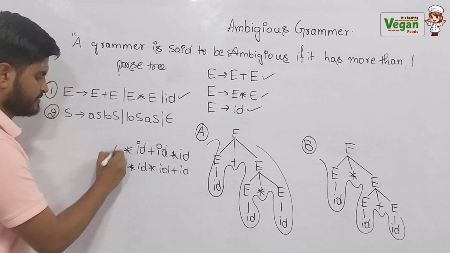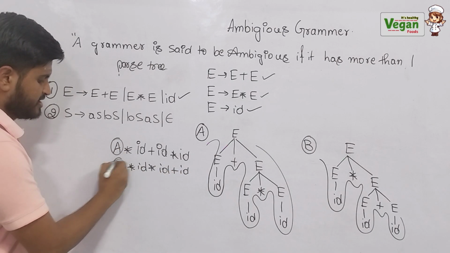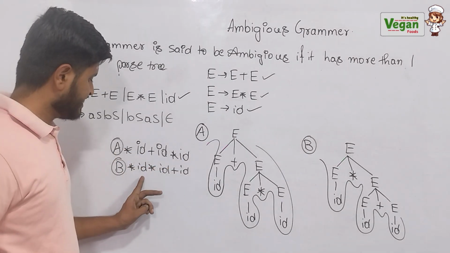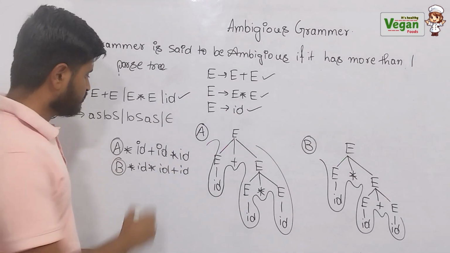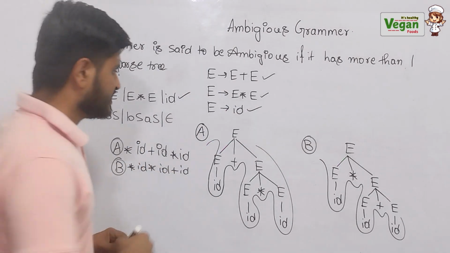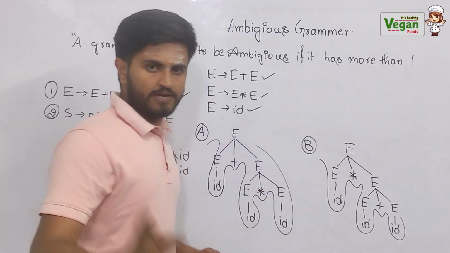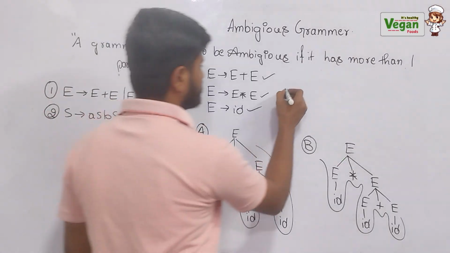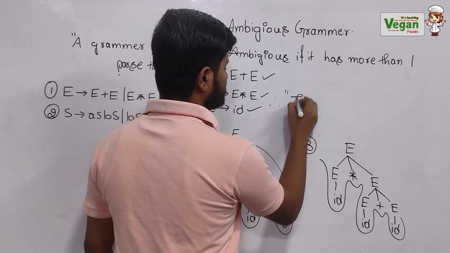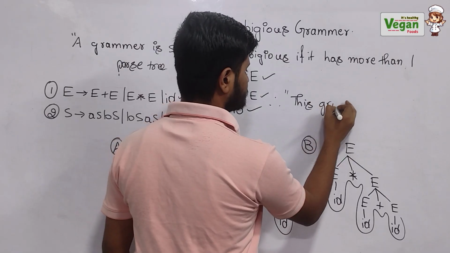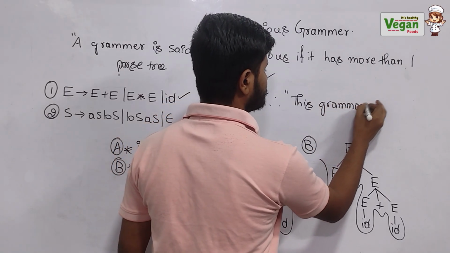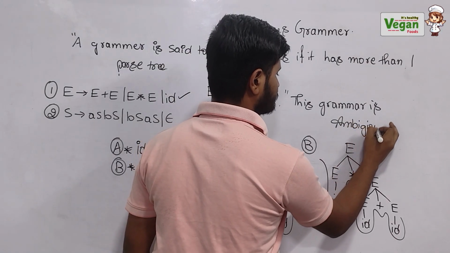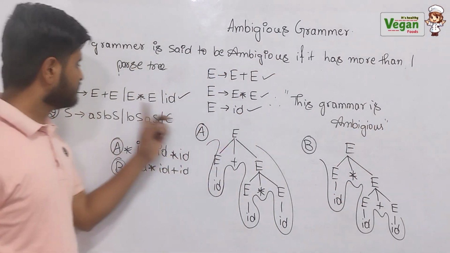If you see the strings of A and B, both are different: ID plus ID star ID, and ID star ID plus ID. So I produced a different parse tree, and I produced more than one parse tree. So I can call this grammar an ambiguous grammar. Therefore, this grammar is ambiguous. So this completes the first question.